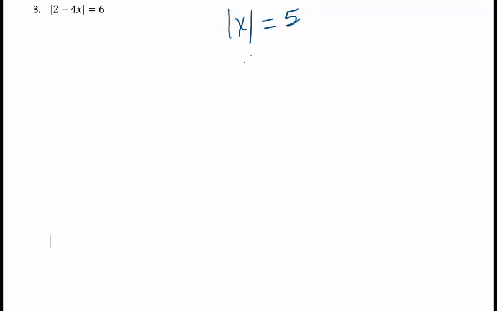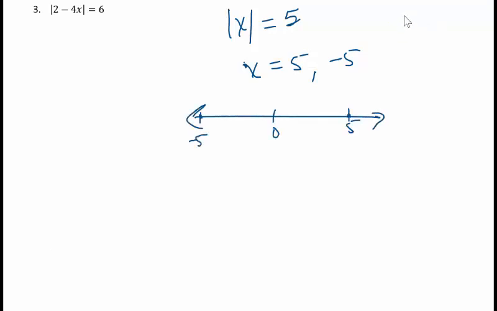So remember, absolute value is just the distance a number is from 0. And so in this case, x could be 5. That's 5 spaces from 0. But negative 5 is also 5 spaces from 0. If instead we were given an equation, absolute value of x equals negative 5, this equation has no solution since distance is never negative. As long as the absolute value expression is isolated, we're just going to take the inside expression, 2 minus 4x, and set it equal to positive 6 or negative 6.